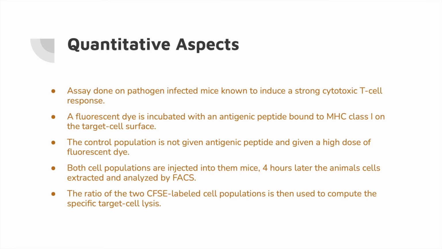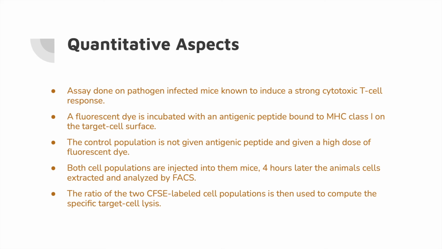Intact experimental animals can also be used to measure target cell death by cytotoxic T cells. This pertains to assays done on pathogen-infected mice known to induce a strong cytotoxic T cell response. So an antigenic peptide is incubated with target cells, which binds to MHC class 1 on the cell surface. After that, the cells are labeled with a low dose of fluorescent dye.